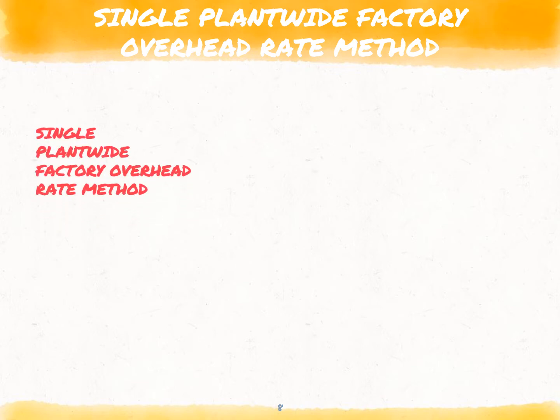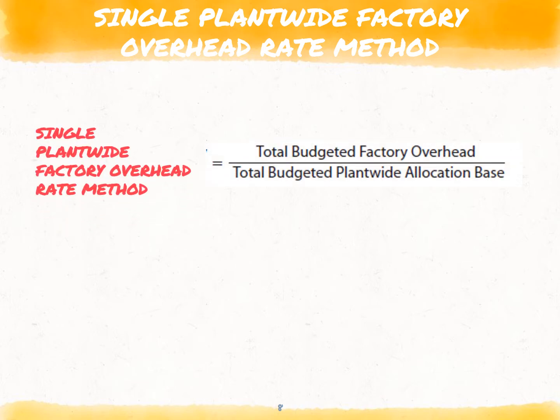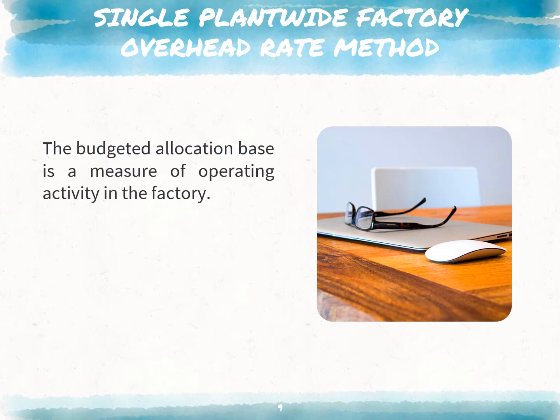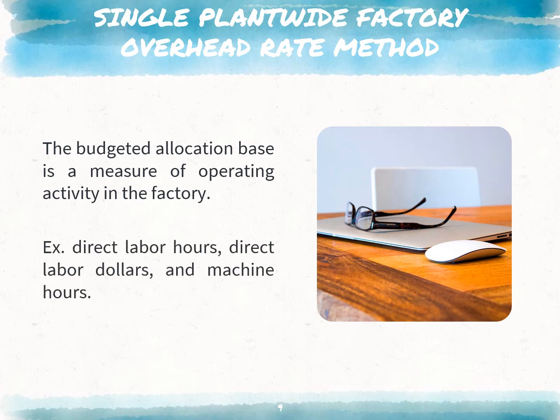We can use this formula to determine our single plant-wide factory overhead rate: the total budgeted factory overhead over the total budgeted plant-wide allocation base. The budgeted allocation base is a measure of operating activity in the factory. Common allocation bases would include direct labor hours, direct labor dollars, and machine hours.